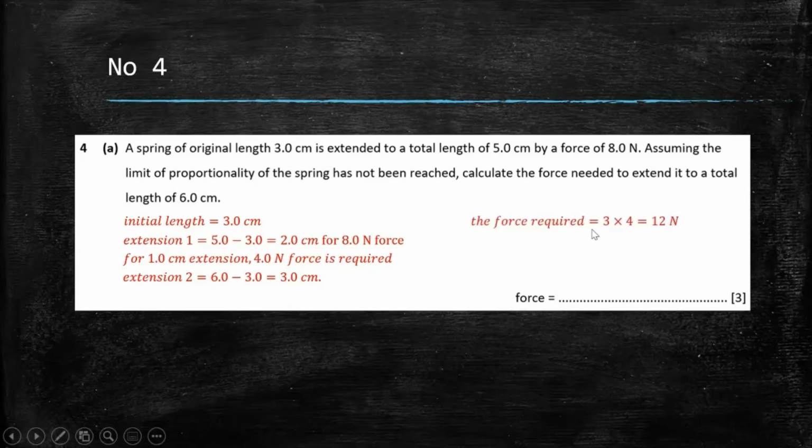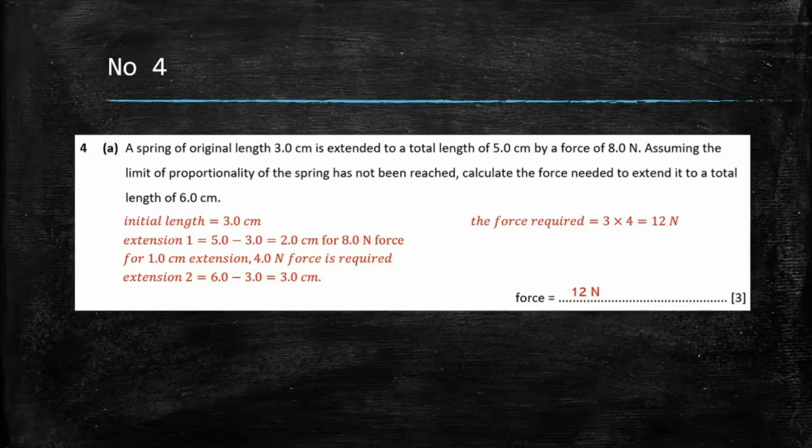Then the force required is 3 times 4. 3 is the 3 cm here multiplied by 4. 4 comes from here because for 1 cm extension, 4 Newton force is required. So, for 3 cm extension, the force required is 3 times 4, which is equal to 12 Newton. That's the answer for number 4a. The force equals to 12 Newton.